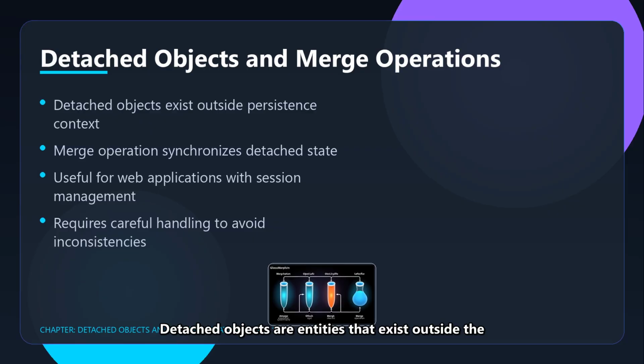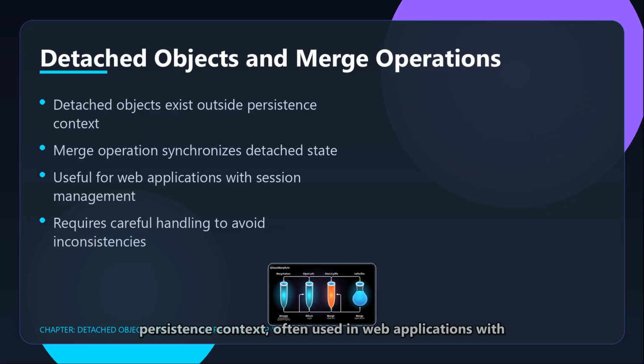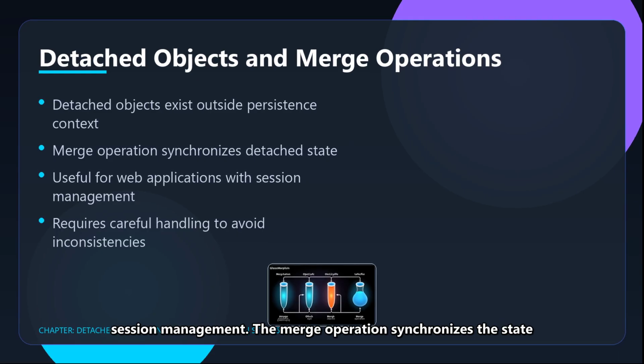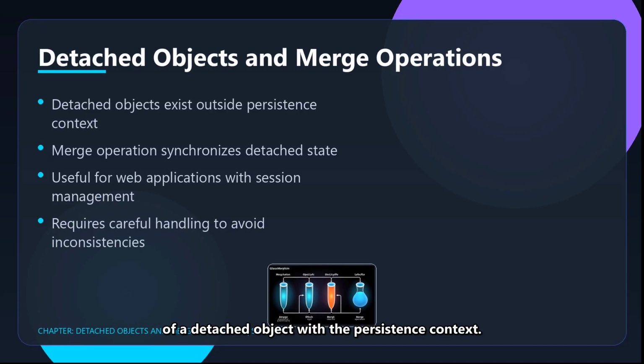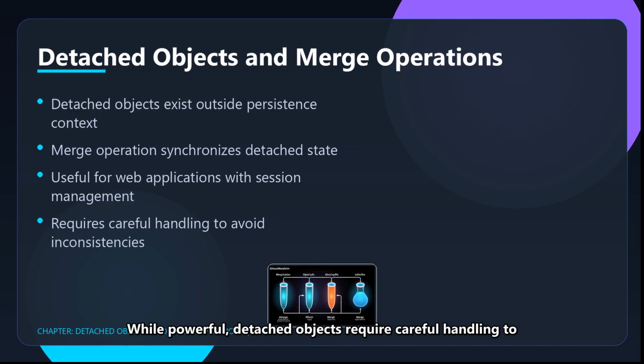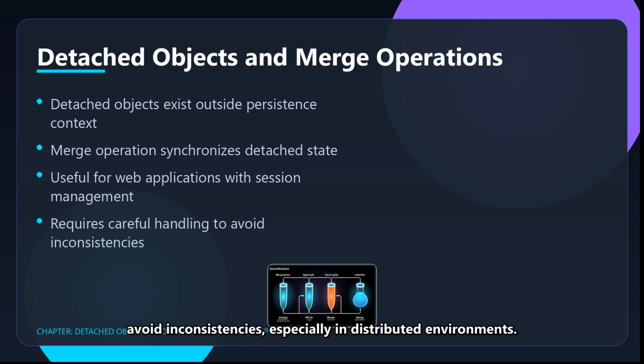Detached objects are entities that exist outside the persistence context, often used in web applications with session management. The merge operation synchronizes the state of a detached object with the persistence context. While powerful, detached objects require careful handling to avoid inconsistencies, especially in distributed environments.